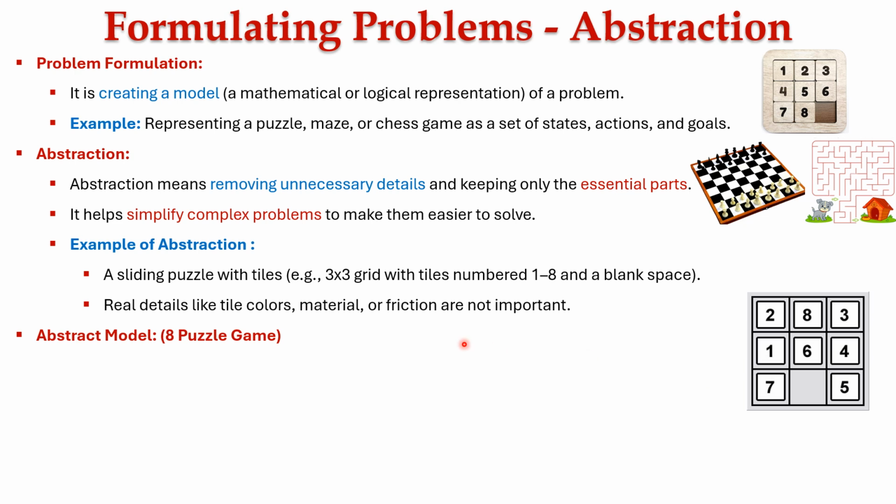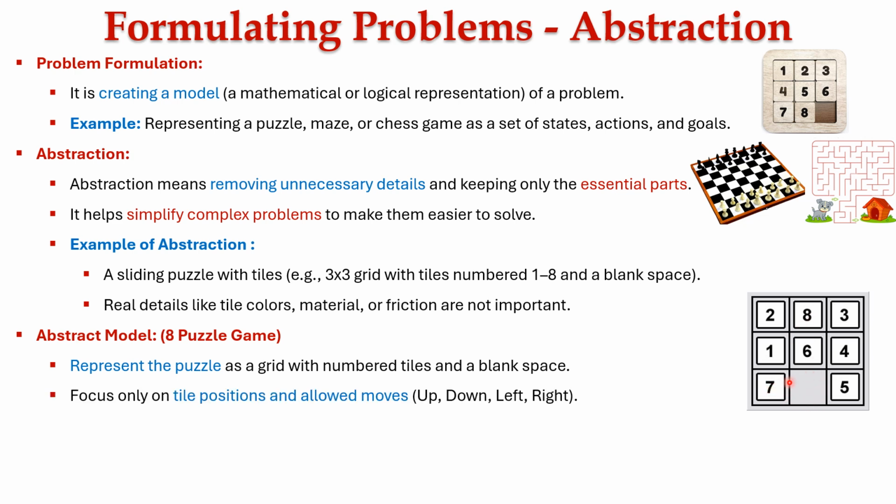Let's consider the abstract model for the 8 puzzle game. It represents the puzzle as a grid with numbered tiles and a blank space. So we can see here we have 8 tiles, 1, 2, 3, 4, 5, 6, 7 and 8, with one blank space. It mainly focuses only on tile positions and allowed moves, namely up, down, left, and right. The goal is to reach a specific tile arrangement, that is, from the initial state to the goal state.